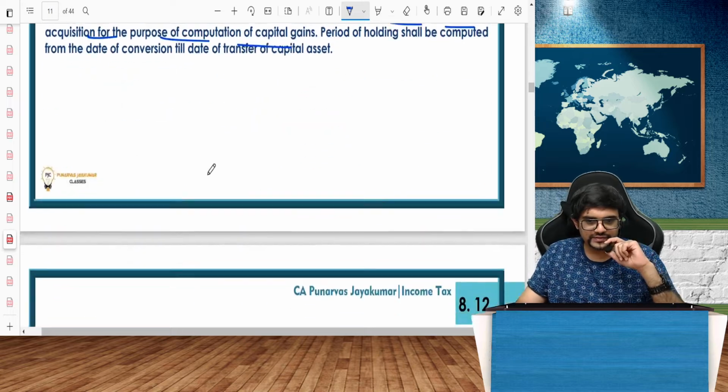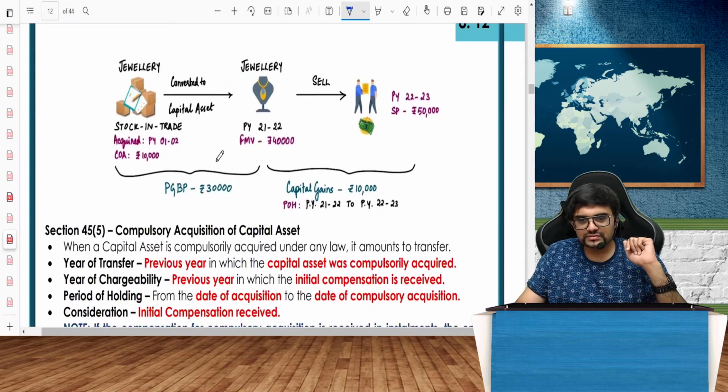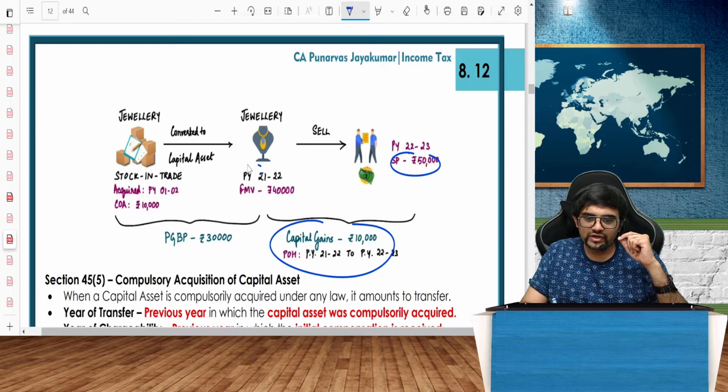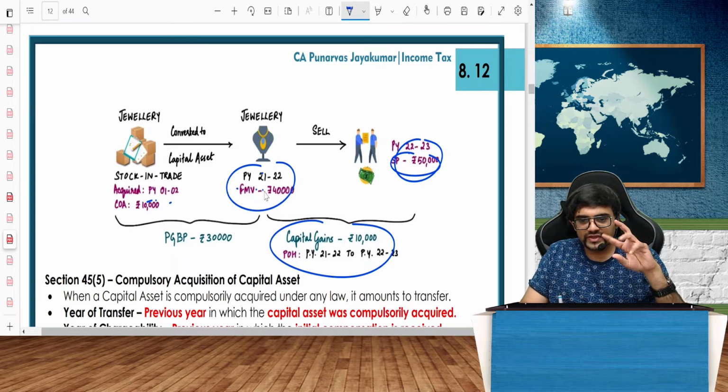Next, see here. Jewelry converted to capital asset. I sold it for 50,000. Capital gains is 50 minus 40, 10,000. Period of holding is from this to this, that's all. Whereas this one is PGBP: FMV as on the date of conversion, 40 minus 10, 30,000.